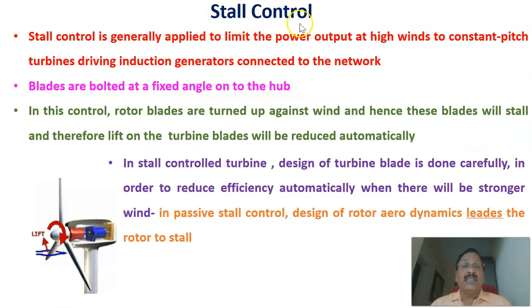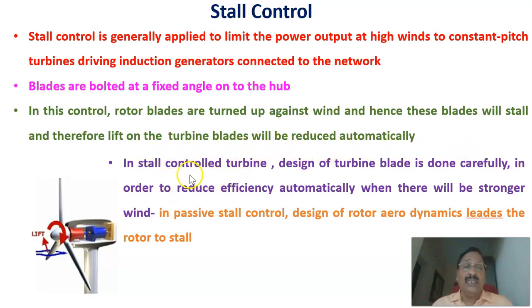The second control is called stall control. Stall control is generally applied to limit the power output at high winds for a constant pitch turbine driving the induction generator connected to the network. Therefore, the blades are bolted at a fixed angle onto the hub. In this control, the rotor blades are turned up against the wind, so these blades will stall, and the lift on the turbine blades will reduce automatically.